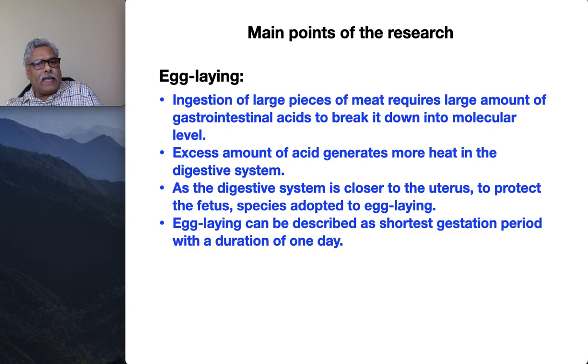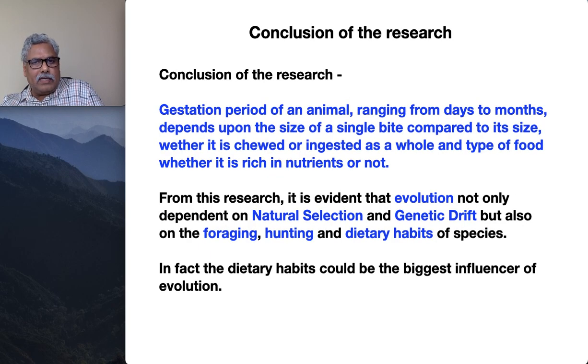So that's why they adapt to egg laying, which can be described as the shortest gestation period, with a duration of 1 day. Slowly, as species adapted to egg laying, they shortened the gestation period, and at the end it finally came out as an egg. They lay the egg, and the embryo, whatever that fetus is, grows in the egg. So that's how the species turned out to be. Some adapted to gestation, and some adapted to egg laying.